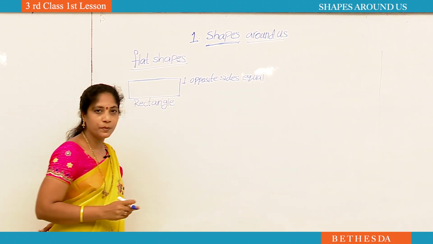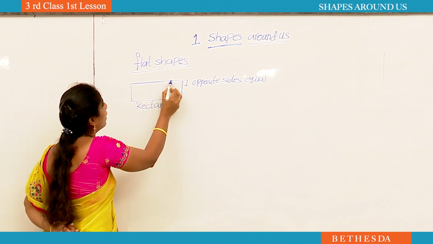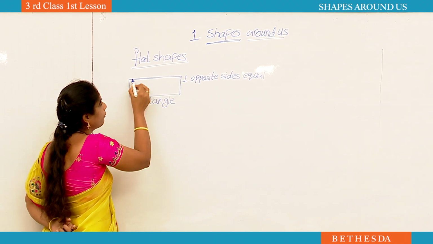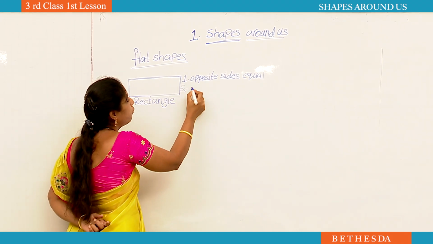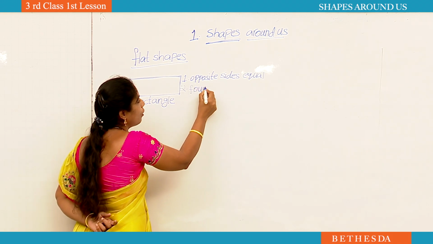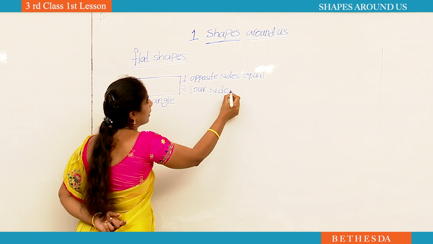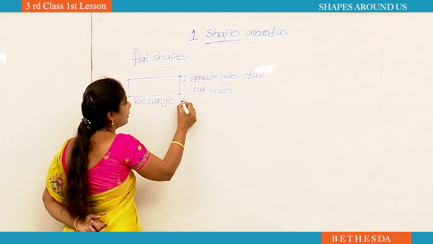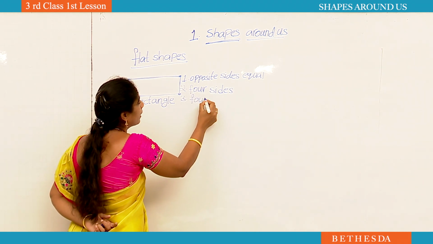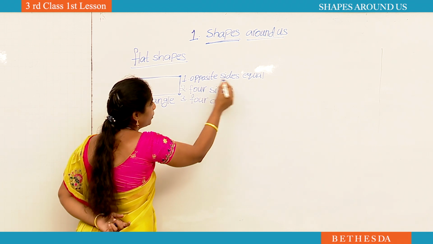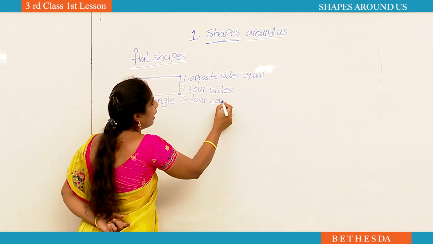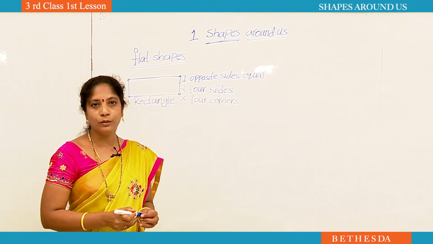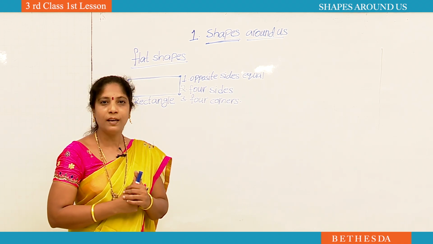Now all of you observe the rectangle again. How many sides are there in a rectangle? Count: 1, 2, 3, 4. In a rectangle we have 4 sides. Now how many corners? See here, 1, 2, 3, 4. 4 corners. A rectangle has opposite sides equal, it has 4 sides and it has 4 corners. Now in this lesson we are going to learn diagonals, how to find out the diagonals.